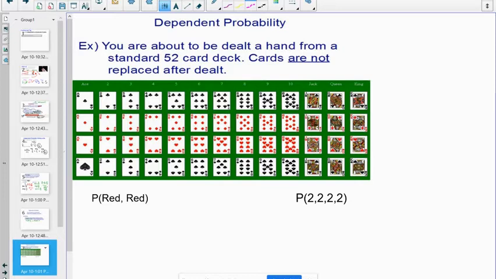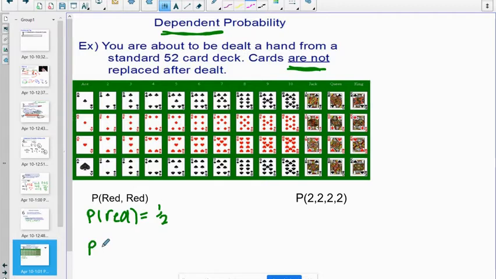Okay, so now we're doing some dependent probability. You are about to be dealt a hand from a standard 52 card deck, and they're not replaced after being dealt. So here's that key thing, that they're not replaced. So that's how we know it's dependent. Probability of getting a red card. Well, with our last unit, we know that half the deck is red. So probability of red on the first one is equal to 1/2.